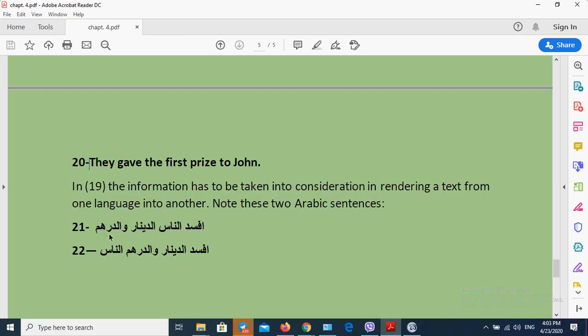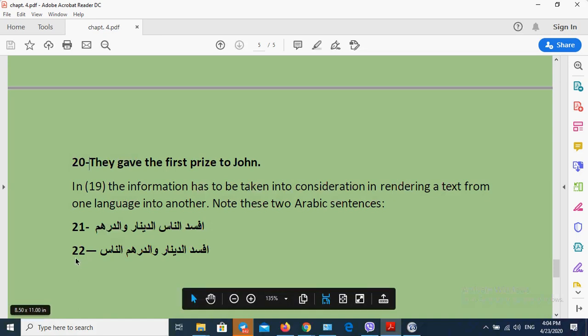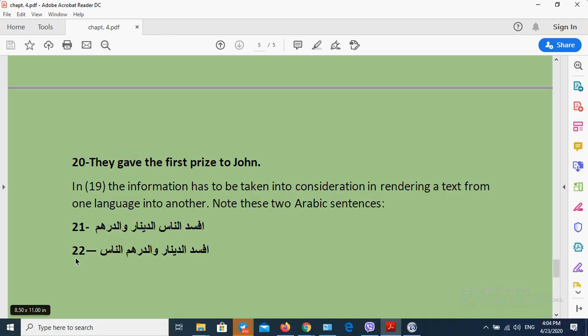أفسد الناس الدينار والدرهم. Here it becomes in English, the people have been corrupted by the dinar and the dirham, whereas the most likely translation of number 22 would be the active construction: the dinar and dirham have corrupted the people.